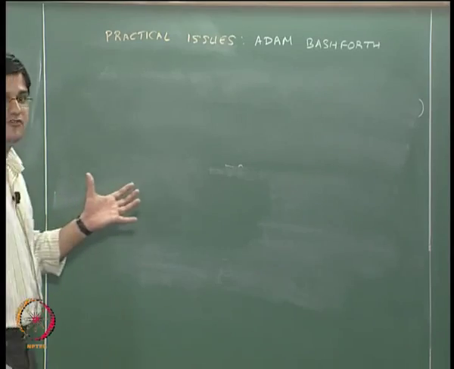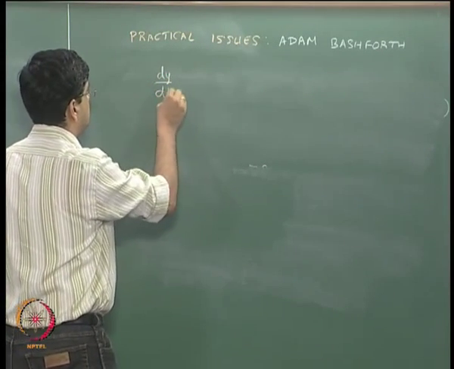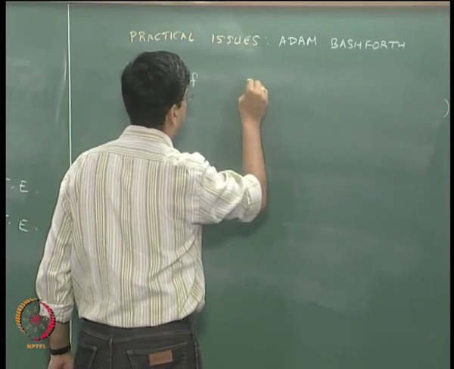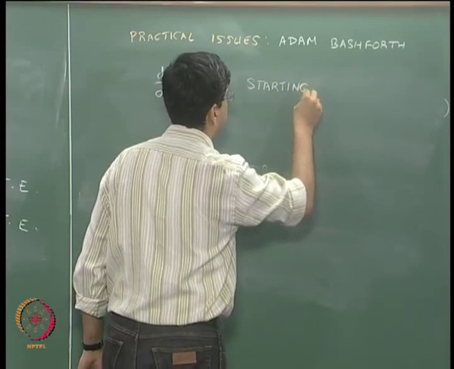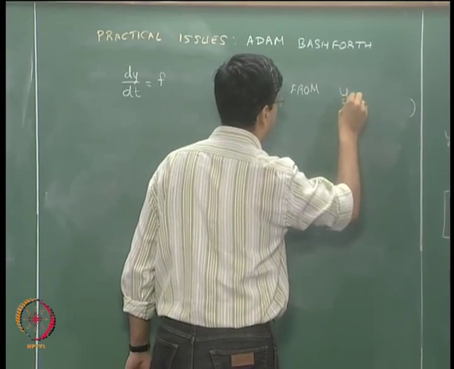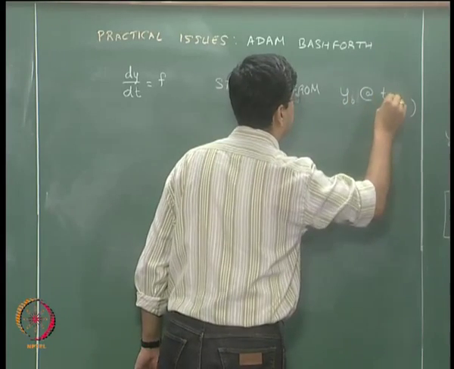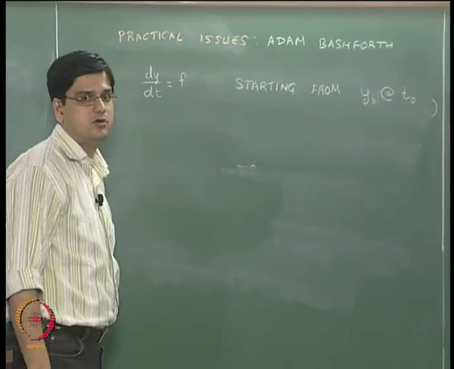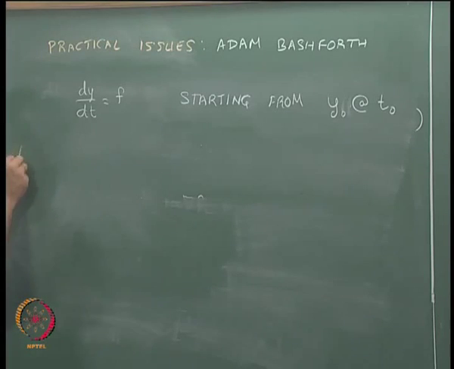So, we start off with dy by dt equal to f, starting from y0 at t0. Okay. Now when we start, let us consider the Adam-Bashforth third order method.